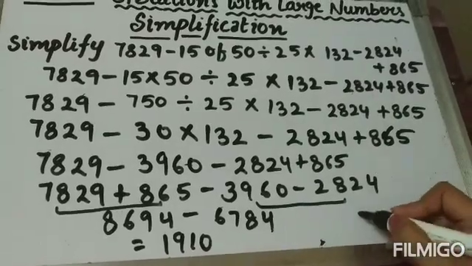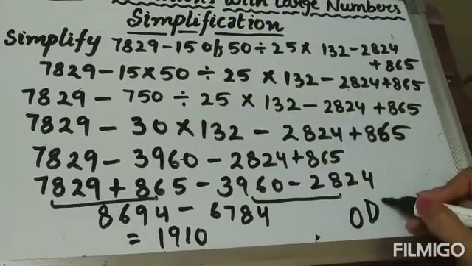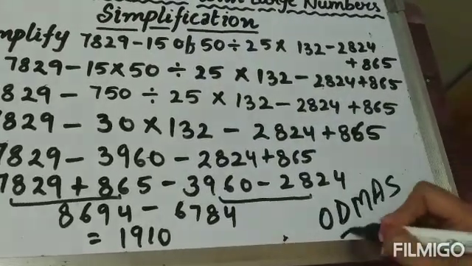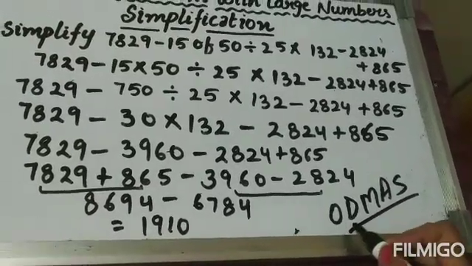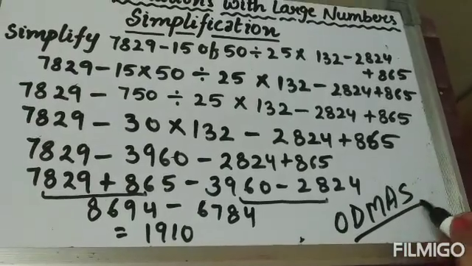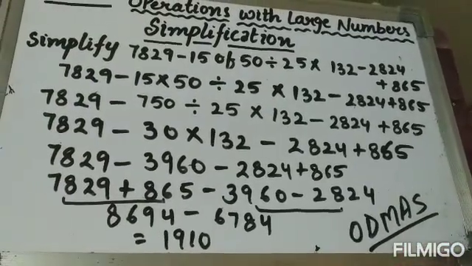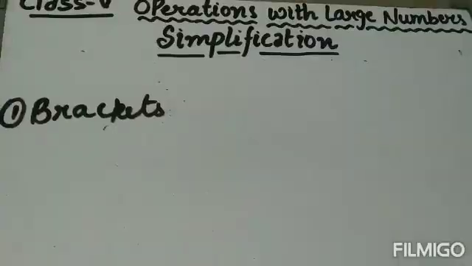You have to keep this thing in mind that we have to solve in this order, O D M A S. First of all, we will solve off, then division, then multiplication, then addition, and then subtraction. So this way you will do simplification sum.